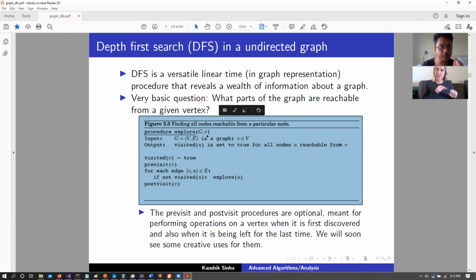Brian Nees, what do you mean by the time complexity of DFS is big O of n? What is n?